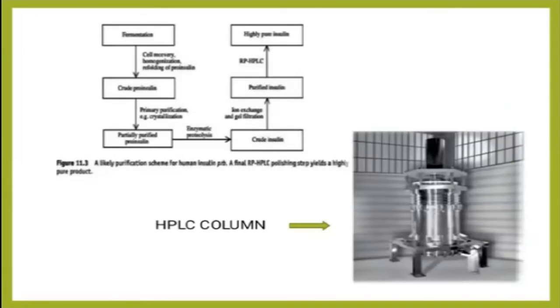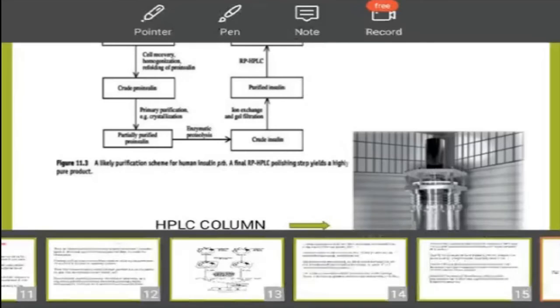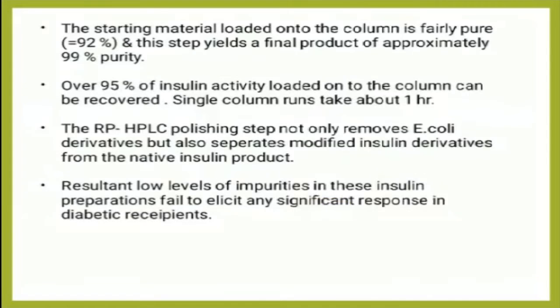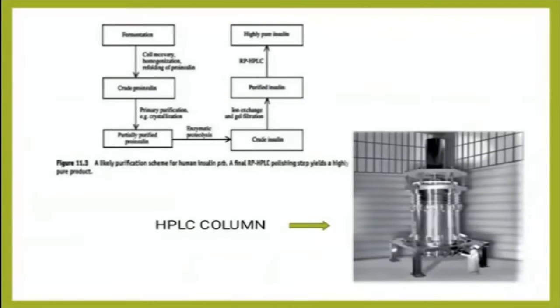This is a schematic diagram. They undergo fermentation and form crude proinsulin, and then undergo purification, crystallization and form partially purified insulin. Then they form crude insulin or mature insulin. They undergo ion exchange, enzyme filtration, and form purified insulin. And they undergo RP-HPLC and form highly purified insulin. Sorry, this is the HPLC column.